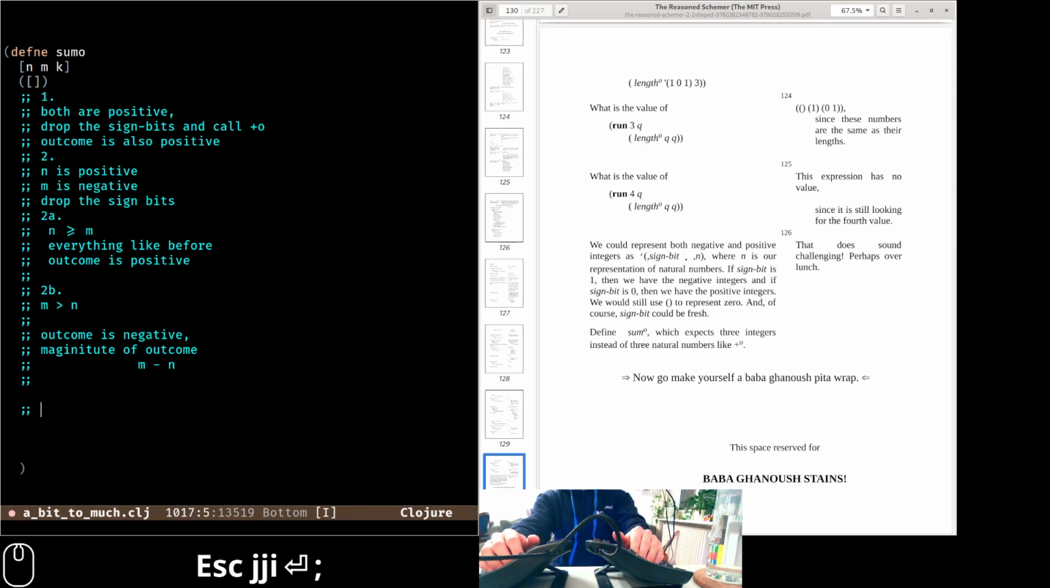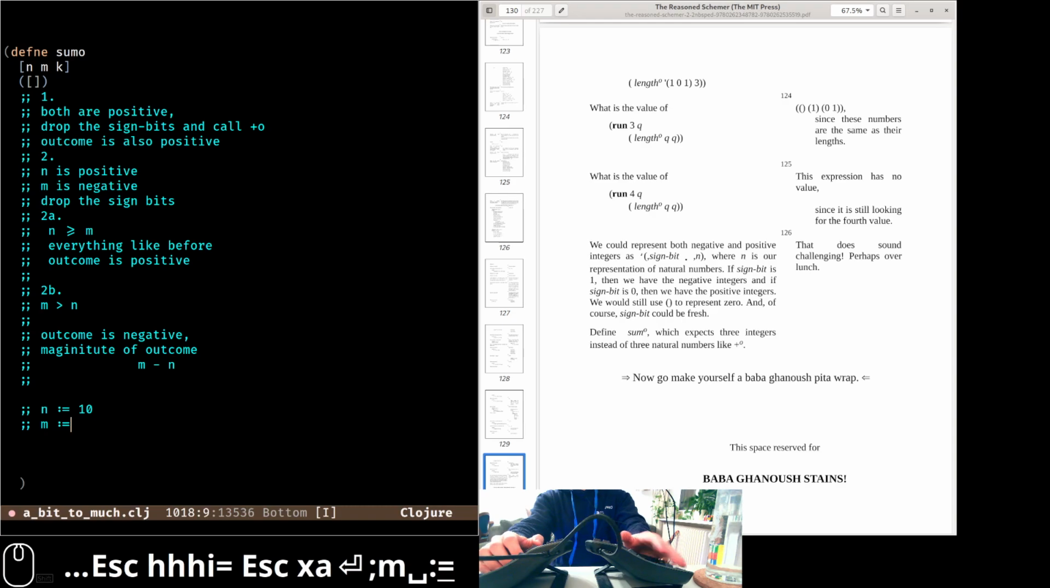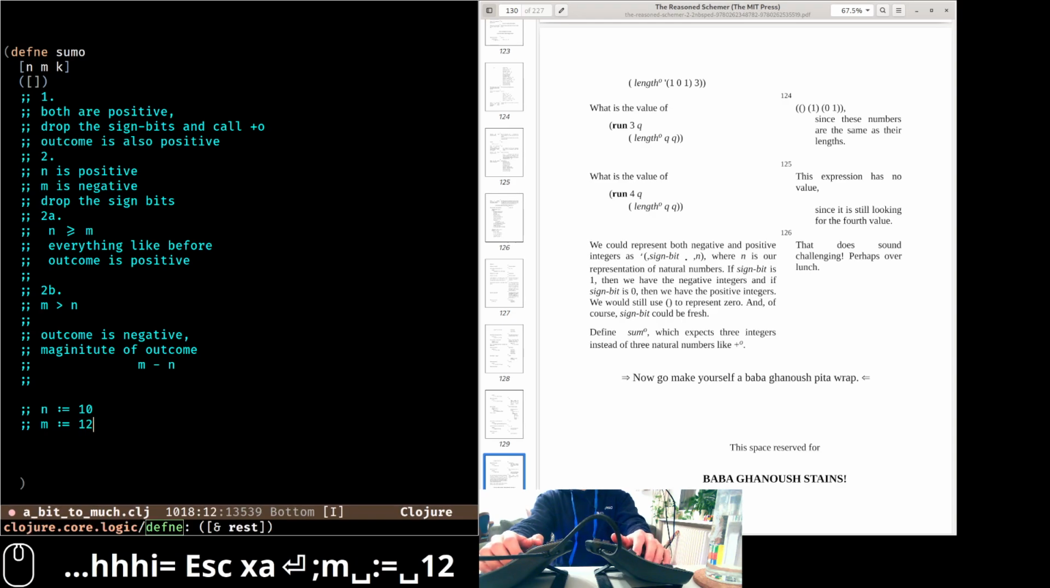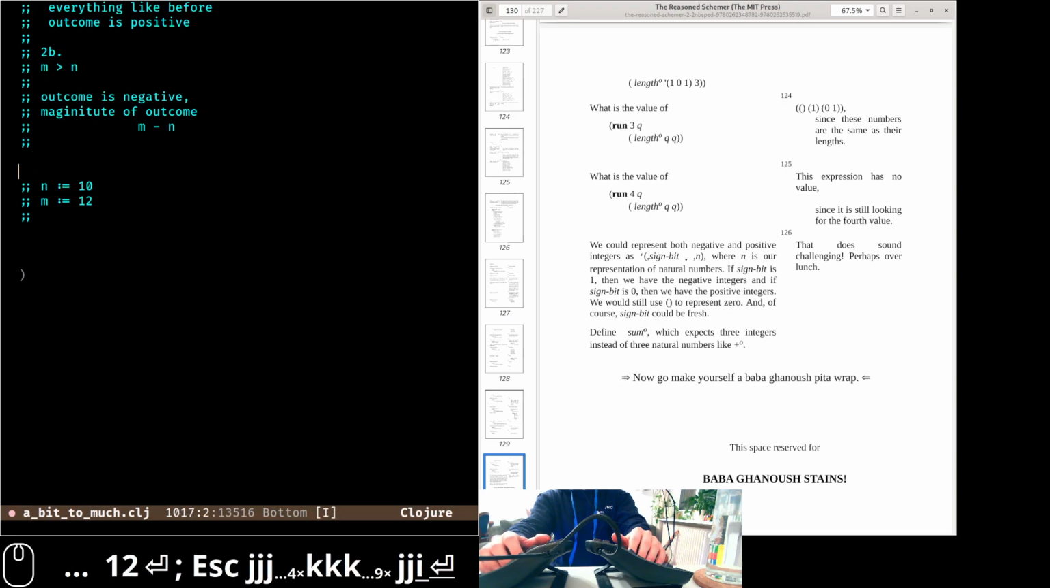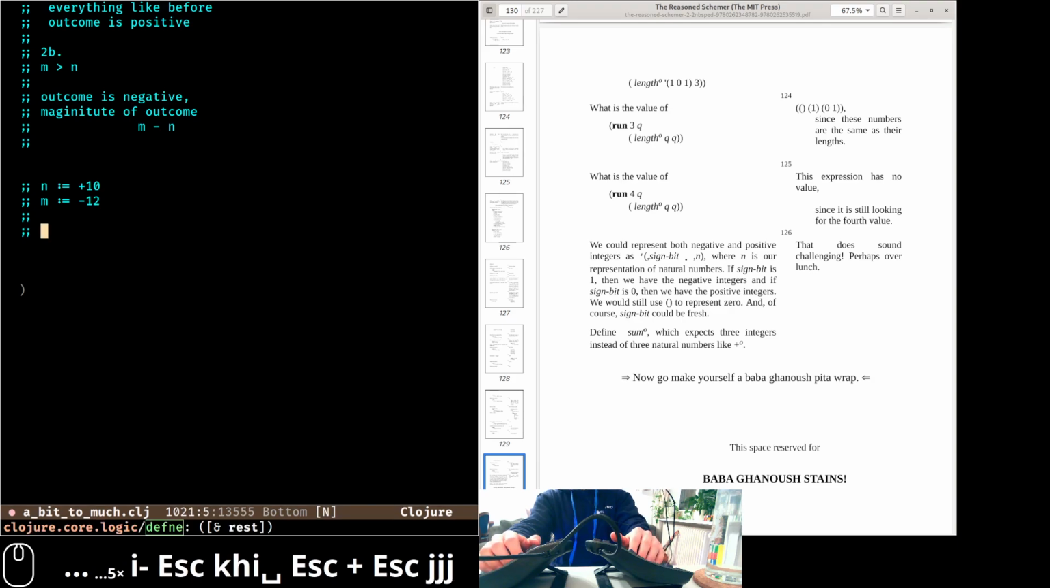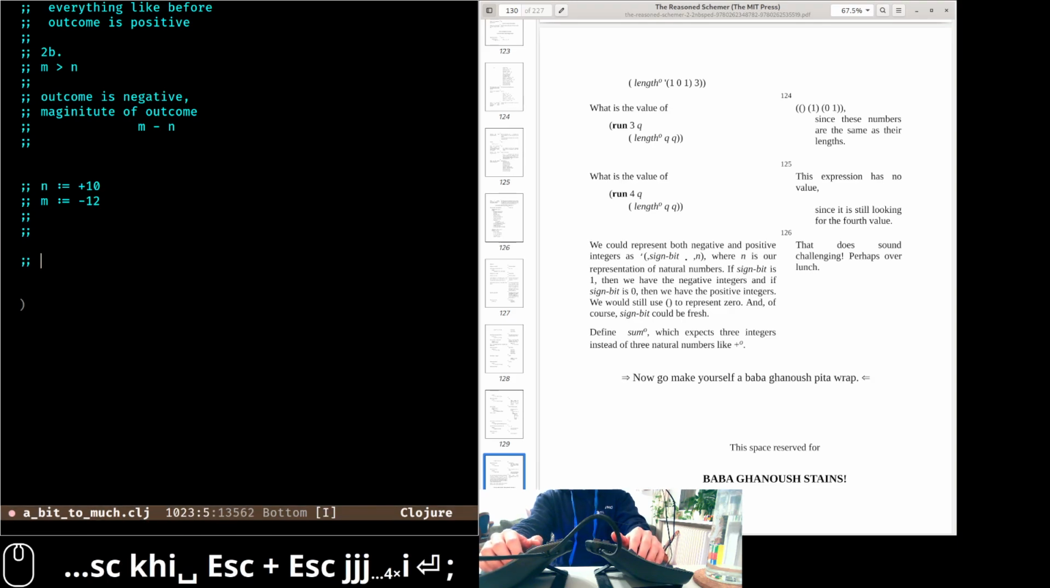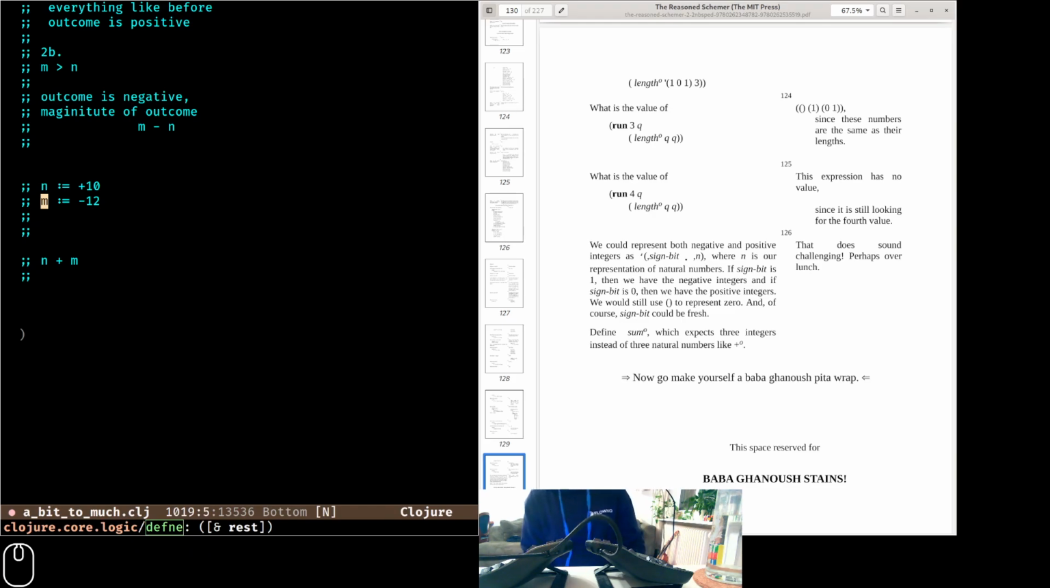Let's play it through with example data. So if I say that n is 10 and m is 12, and now I say well, m is minus 12 and this is plus 10. Then I say n plus m, and I go into this case where m is bigger. How do I figure this out? I'm not sure yet.